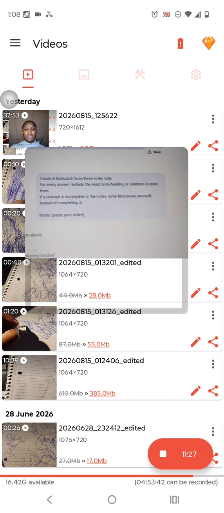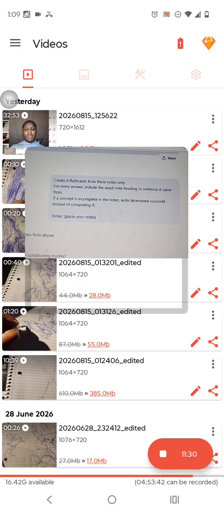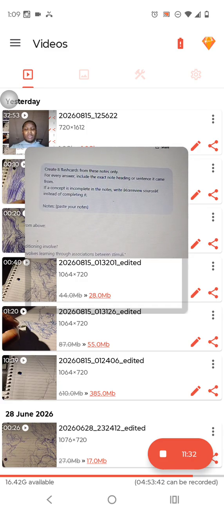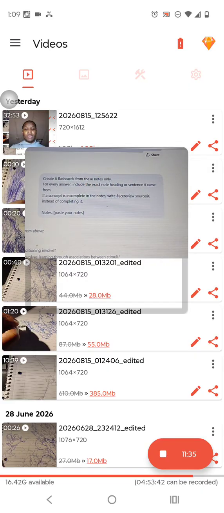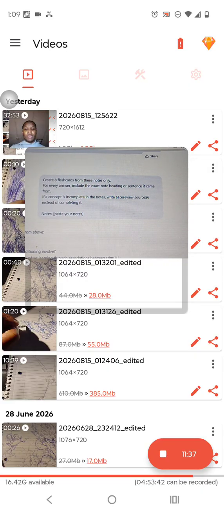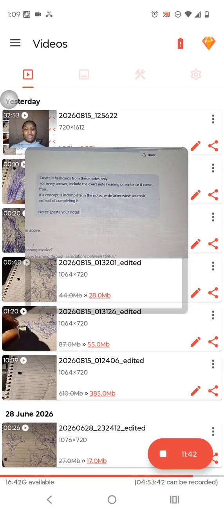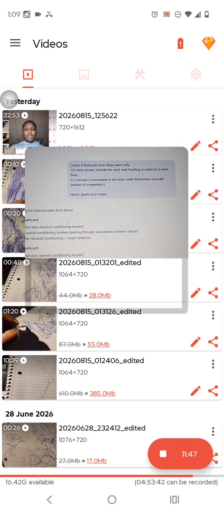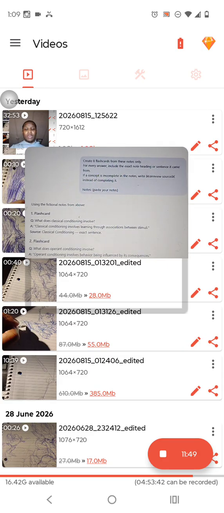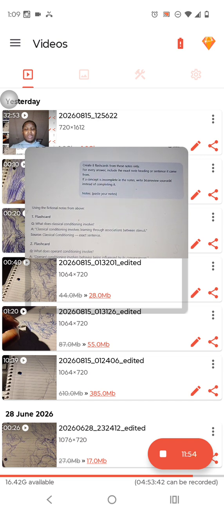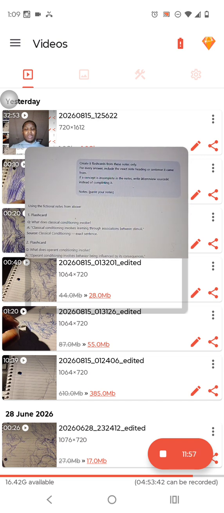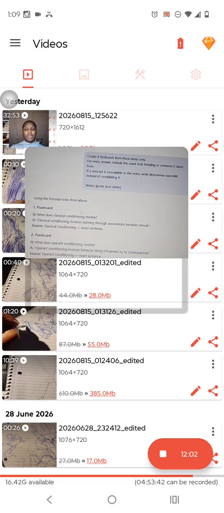So here we go. Same prompt: create 8 flashcards from these notes only. For every answer, include the exact note, heading, or sentence it came from. If a concept is incomplete in the notes, write review source instead of completing it. In notes is: paste your own notes. I have the notes pasted that would be used for these flashcards. So, using fictional notes from above, flashcard 1 is: what does classical conditioning involve? Classical conditioning involves learning through associations between stimuli. The source is classical conditioning, and it's the exact sentence.